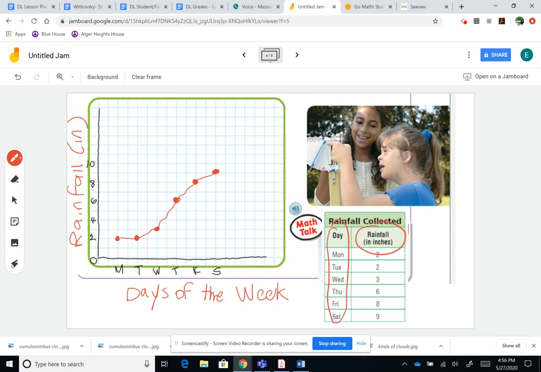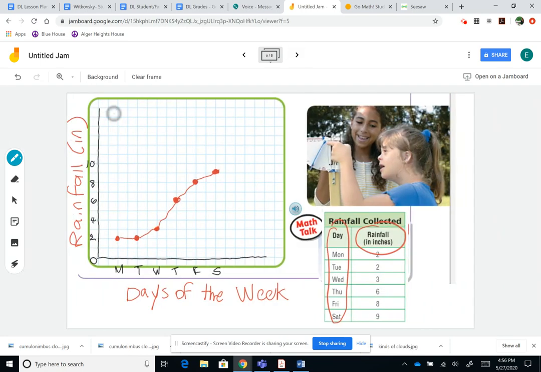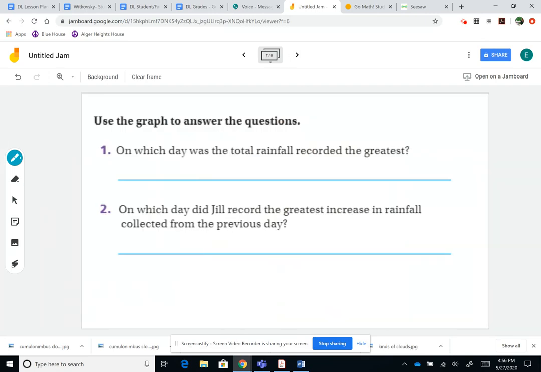And then the title is going to be, we could title it rainfall collected, like the table says. You could say rainfall within a week. You could say anything that relates to the rainfall, basically. You could say, what was her name? Her name was Jill. Jill's rainfall data. Any of that would be fine. So I'm just going to put rainfall collected. Now, it's important to make sure that you have the x-axis and the y-axis labeled, that they have a title, and that you have an overall title for your chart so that people know exactly what they're looking at when they look at it. Otherwise, it won't make any sense.